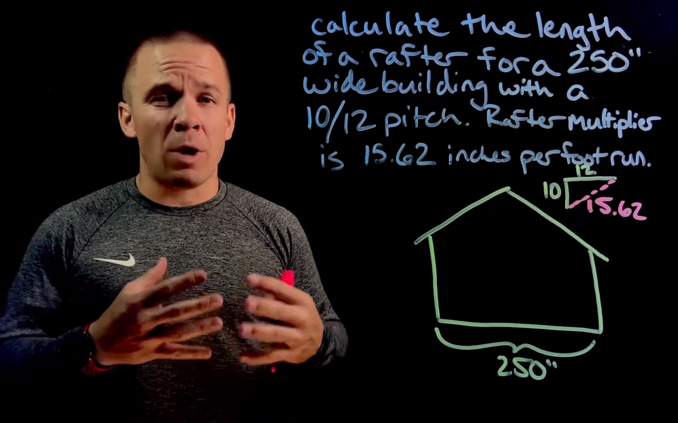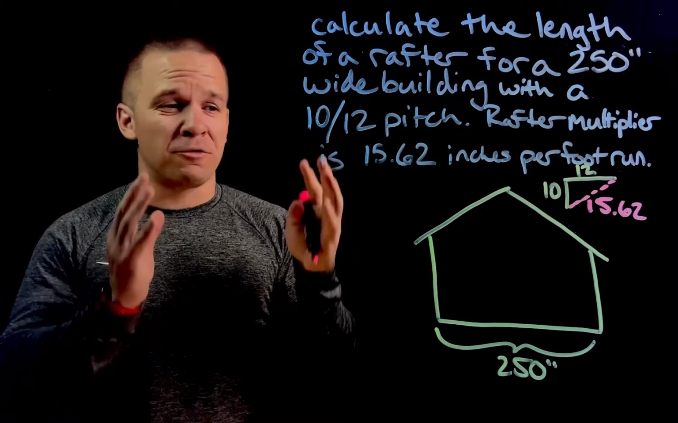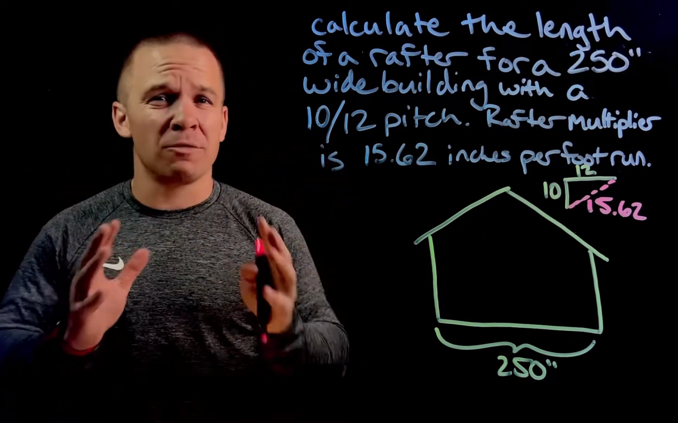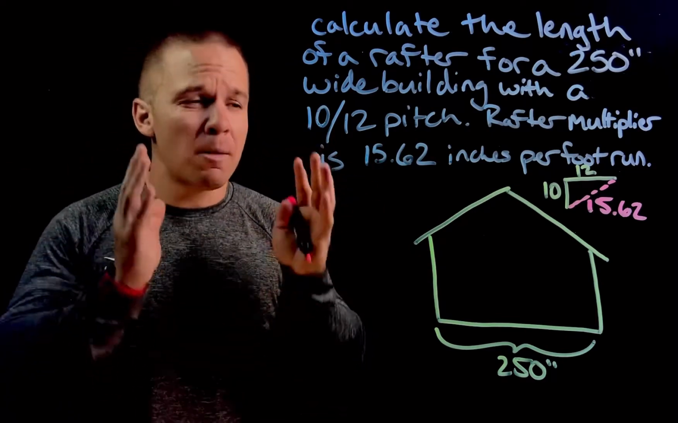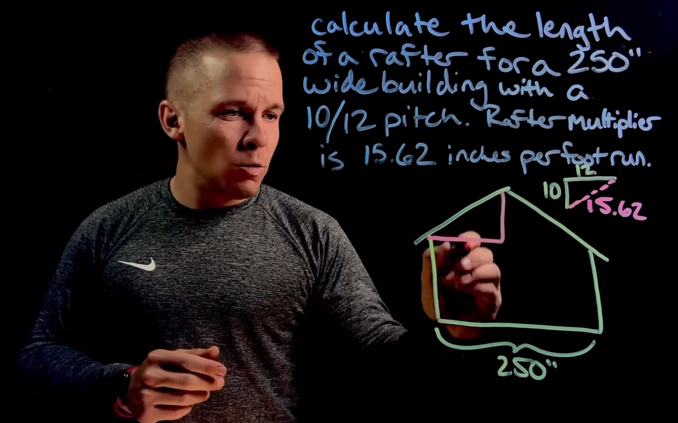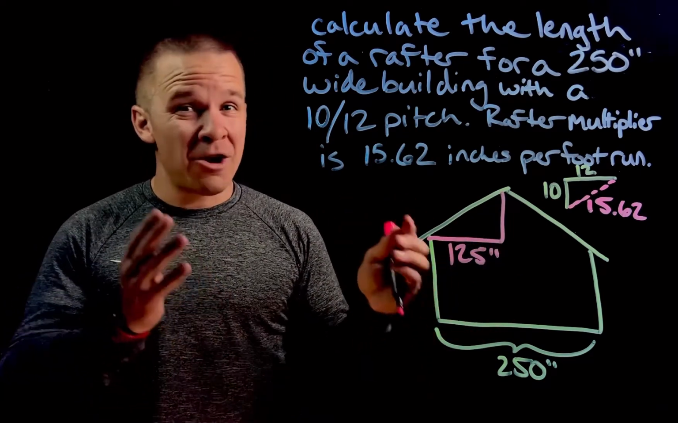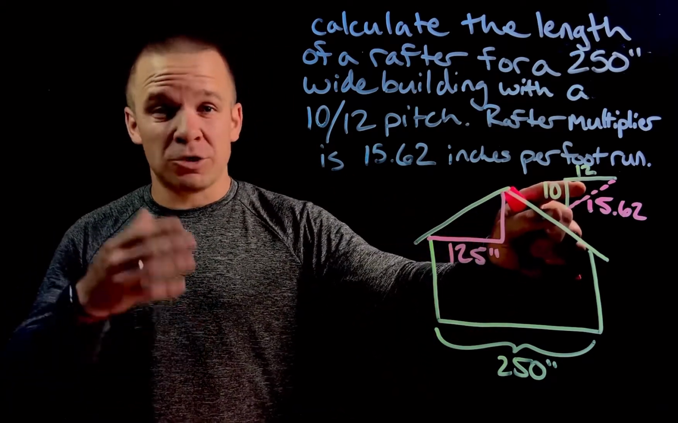So how can I use this? Well, I'm going to relate this back to similarity to calculate our rafter length. This is just straight up rafter length, no overhangs, no subtraction of the ridge or anything like that. Just straight up length math. All right. So half of 250 would give me 125. So I'm talking about a 125-inch run. And I know my slope is always over 12. It has a 12-inch run.